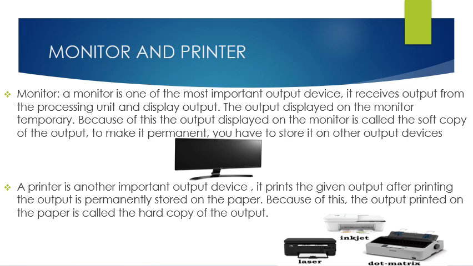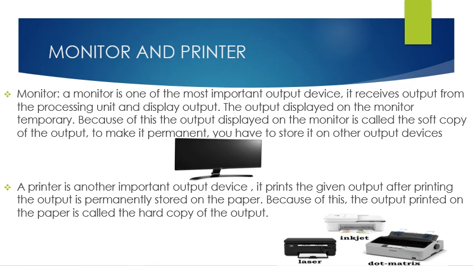So, monitor and printer. A monitor is one of the most important output devices. It receives output from the processing unit and displays the output. So even though you connect your monitor to your system, once the central processing unit is not functioning, you won't be able to visualize your output. The monitor allows us to visualize images, videos, pictures, and so on, on our screen.